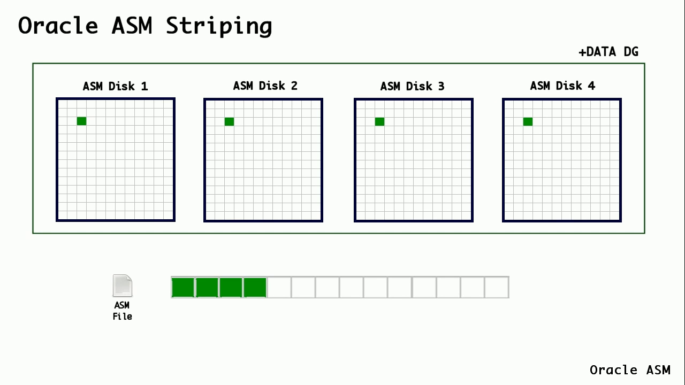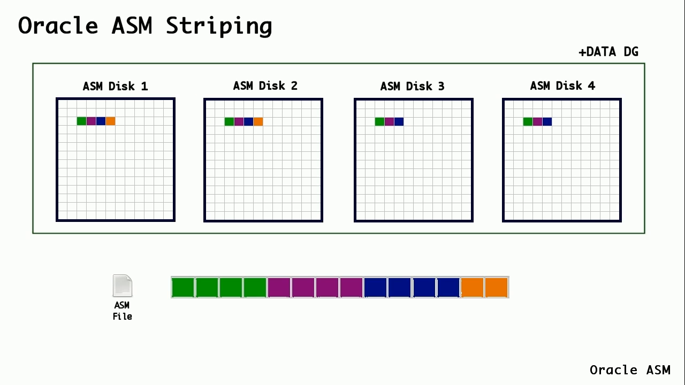Each disk will store one stripe from the first stripe set. Then, each disk will store one stripe from the second stripe set. Stripe distribution process is repeated until complete file is stored in disks. Oracle ASM striping provides load balance across all disks in a disk group. Striping also reduces input-output latency.